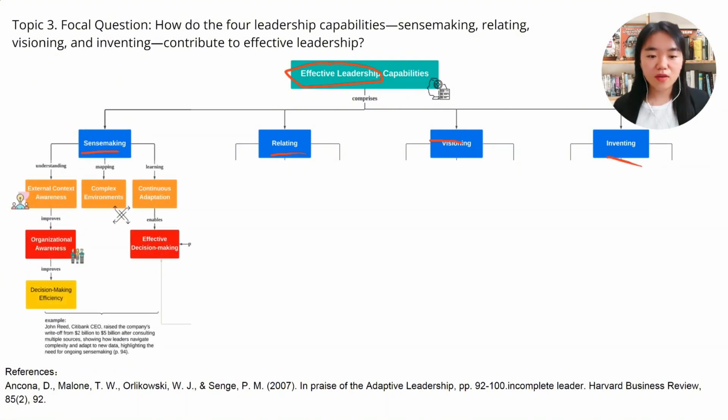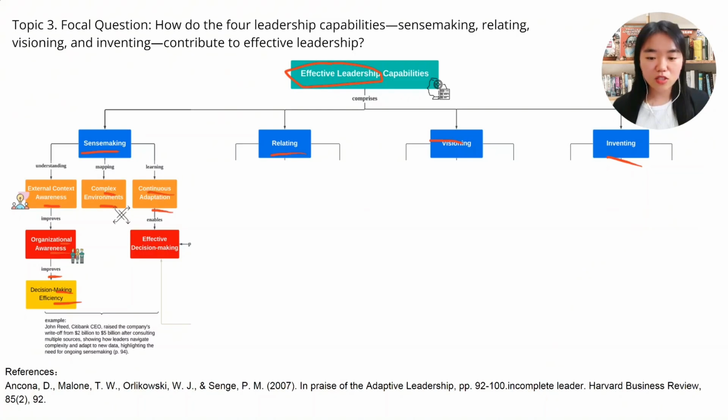Sense-making is defined as understanding the external context, awareness, and mapping complex environments. External context awareness helps leaders be aware of market trends and customer needs. This improves organizational awareness and improves decision-making efficiency. In complex environments, navigating ambiguity and evolving conditions requires continuous learning and adaptation.